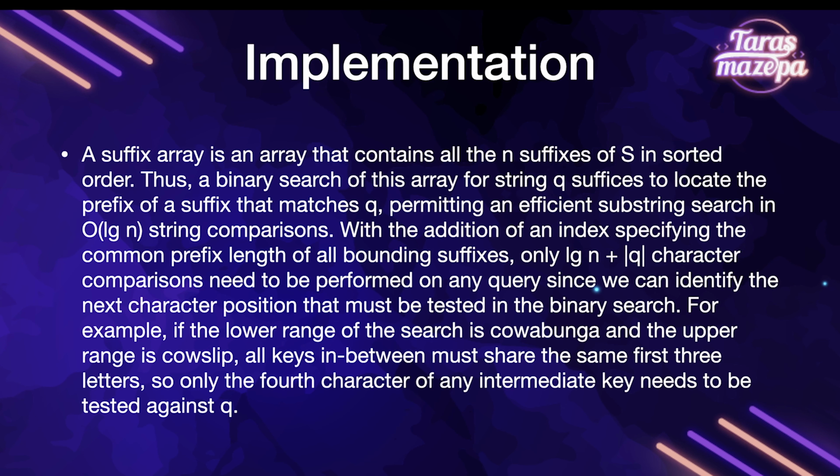For example, if the lowest range of the search is Kawabanga and the upper range is Cowslip, all keys in between must share the same first three letters. So only the fourth character of any intermediate key needs to be tested against Q.